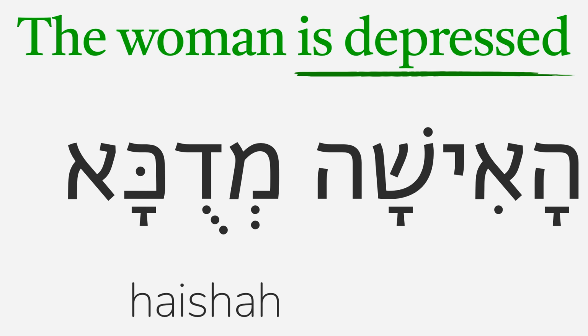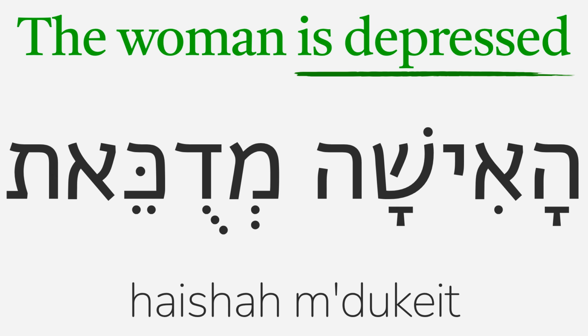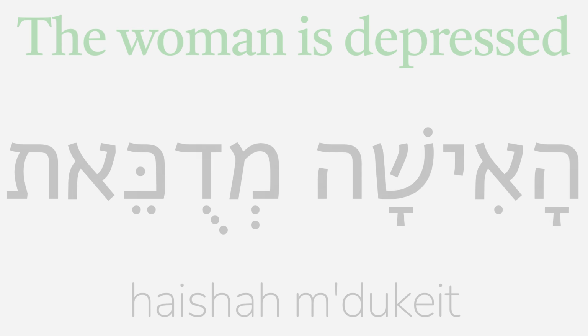When the last root letter is aleph, to make the feminine singular form from this masculine singular form, we change the kamatz to a tsere and just add a tav. Meduket is depressed in feminine singular form. Ha'isha meduket. The woman is depressed.